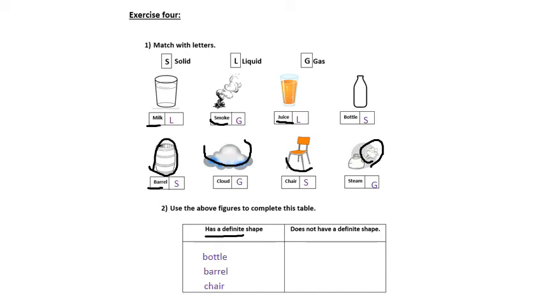Here, does not have a definite shape. Let's see. We have milk, we have smoke, right? We have cloud, we have steam, we have juice. So liquids and gases do not have a definite shape, while solids have a definite shape.